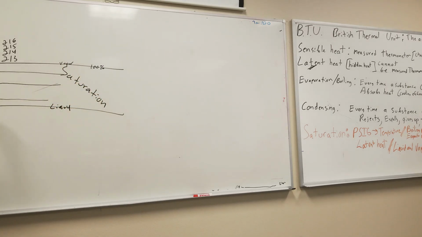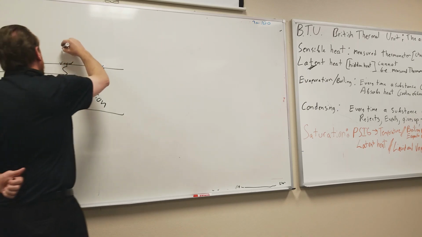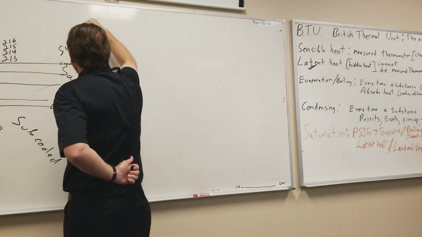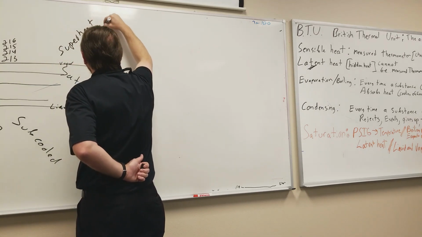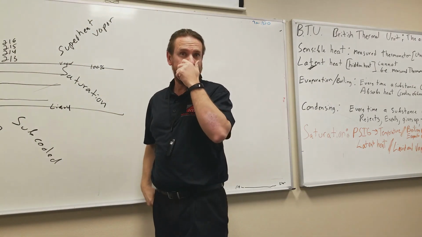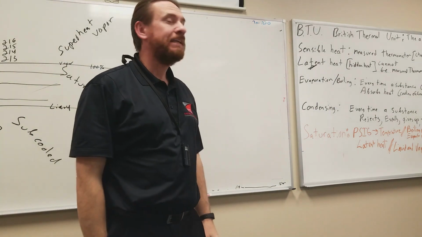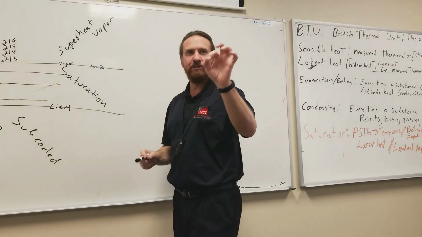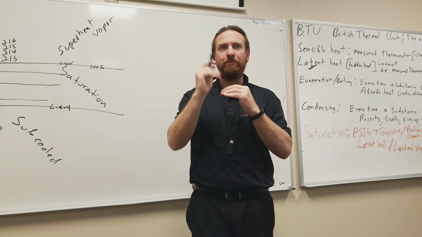So if I was at 211, that's 1 degree subcooled. 210, 2 degrees subcooled, all the way down. So anything down here is going to be subcooled. Subcooled is below saturation, and superheat will be above saturation. Saturation is also called the condensing point. Yes. That little segment right there is very important.